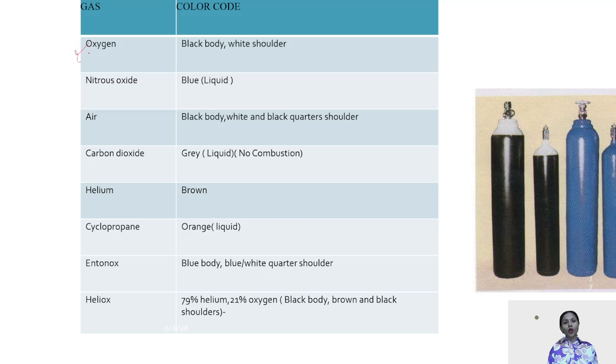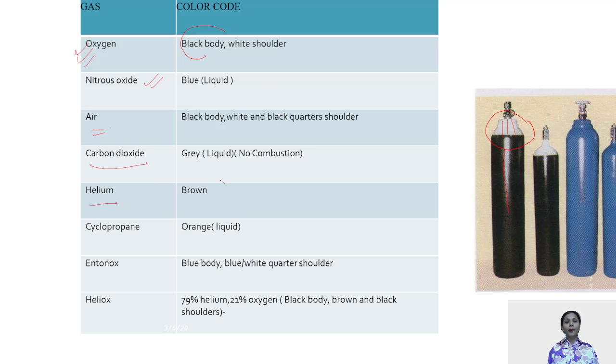When we talk about the oxygen, it has a black body with white shoulders. This is the oxygen cylinder. Black body with white shoulders. Nitrous oxide, we have blue. Nitrous is blue. Air is a combination of oxygen and nitrous, but the most important part of air for us is the oxygen. So even air has a black body, but the shoulders are squared in quarters. Black and white shoulders. Carbon dioxide is a mixture of black and white. It is gray in color.